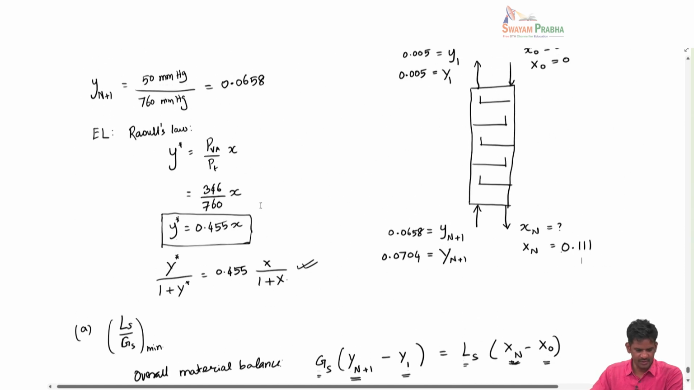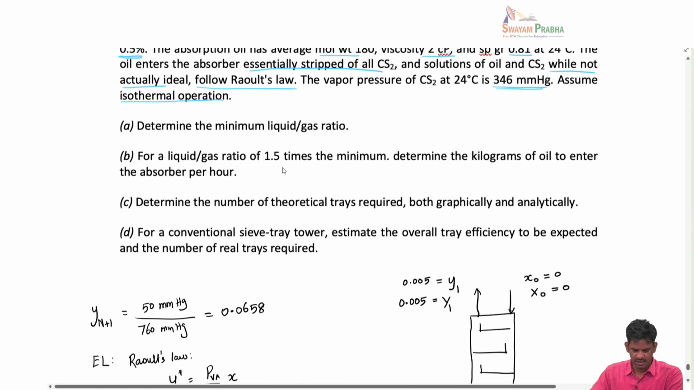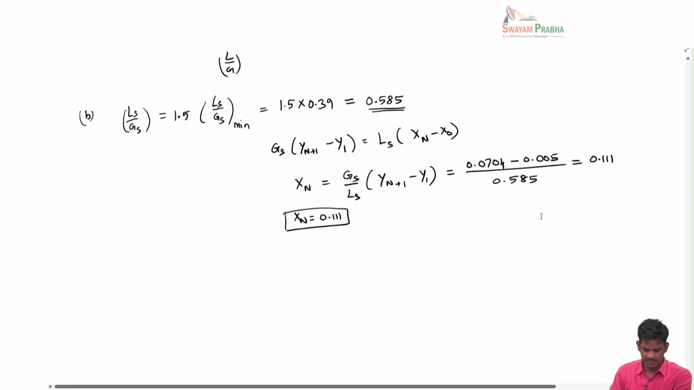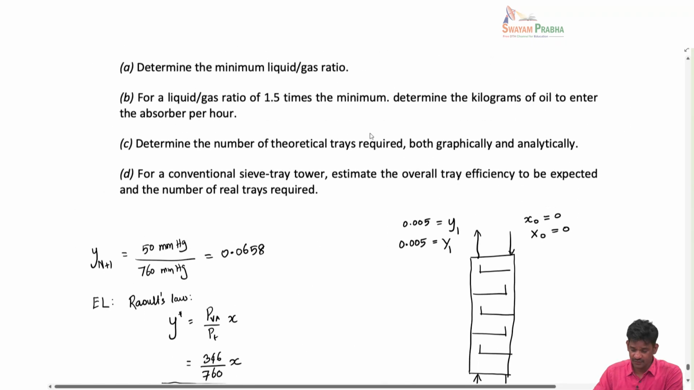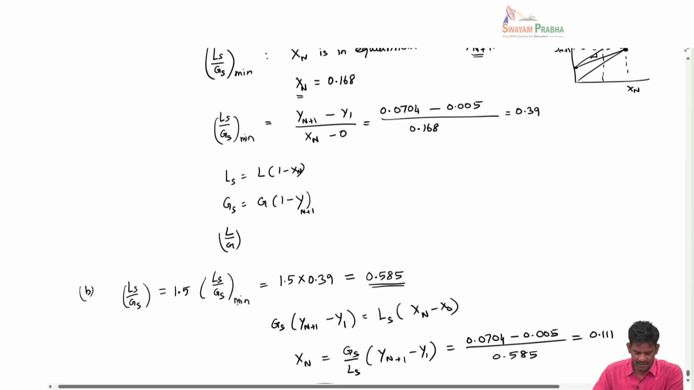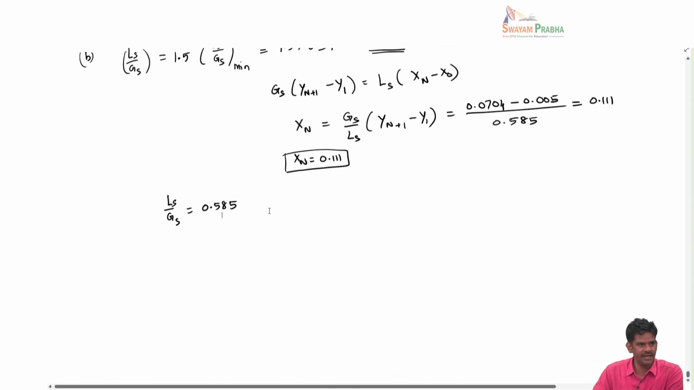Question B is to determine the kilogram of oil to enter the absorber per hour. So we have got Ls by Gs as 0.585, but we want to calculate this in terms of kilogram of liquid to enter the absorber per hour. That means we have to find out the gas flow rate. If I multiply the gas flow rate with this ratio, I will know the liquid flow rate in moles, and then I can convert into kilograms.